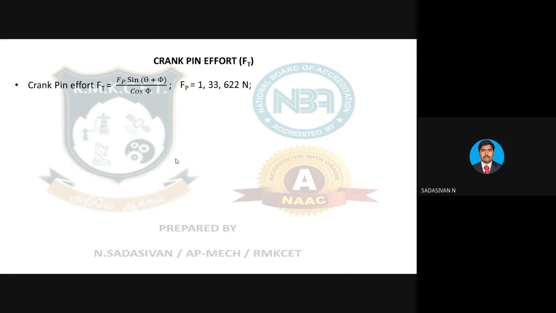So what is Fp? Fp is what you have just now calculated, finally 133,622 Newton. Phi is 9.04, theta is 45. Put all the numbers here. 133,622 sin of 45 degree plus 9.04 divided by cos 9.04. That is 1,09,522 Newton. Okay. So cross check this answer whether you are getting it.